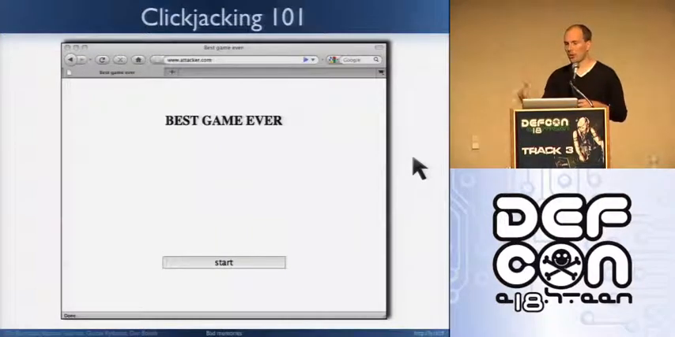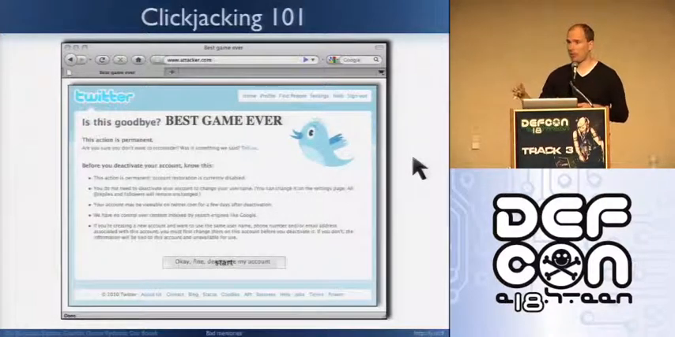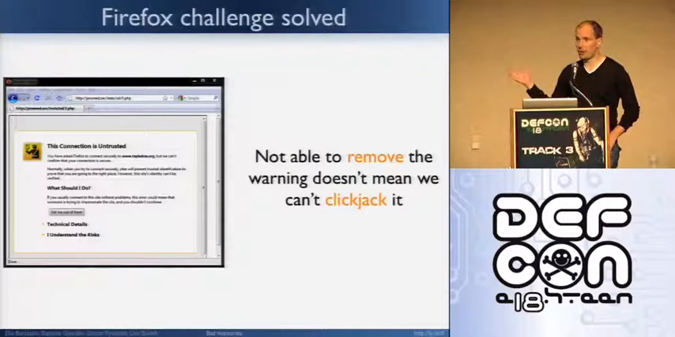What happens under the hood is you have a transparent div on top of it, which has another input box. And when the user is trying to do something, they will click on this invisible button and do something we will regret later. Of course, here for Twitter, they have a frame-busting defense, so it doesn't work, but just to give you an example. You click, and instead of clicking to download or start, you're actually clicking on leaving Twitter. So that's how we solve the Firefox challenge: well, sure, we can't remove the warning, but we can clickjack it. And that's exactly what we're going to show you.